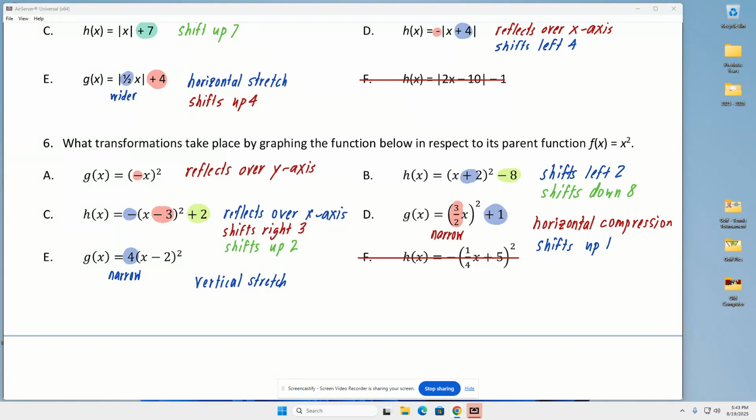And then the last thing here we have is minus 2. We're subtracting. Subtracting is a shift. It's inside, so it's horizontal, left to right. It's the opposite, so it's a positive 2 horizontal shift. So this thing's shifting to the right 2.